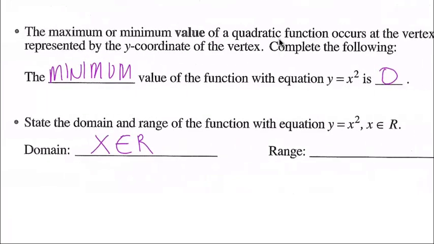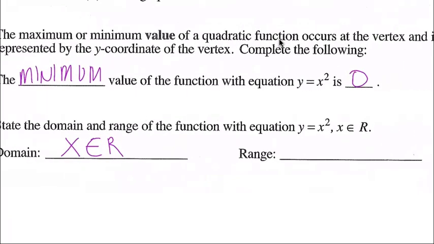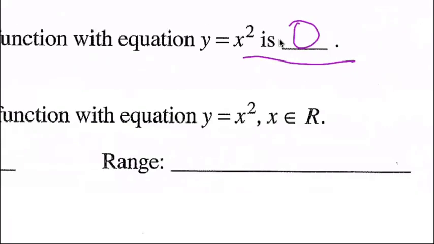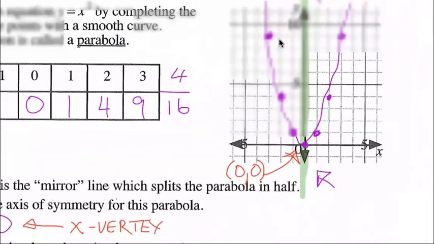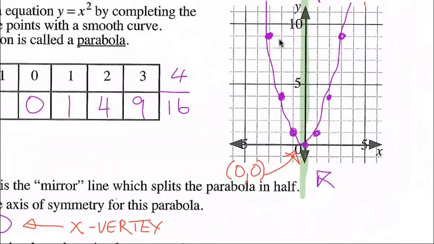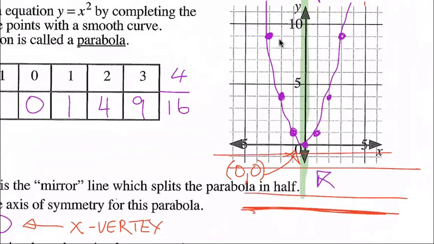And then what's the range? Well, the range has to do with this minimum, maximum idea. So that's where we go y. If we look back at the graph, what are our possible horizontal lines that we can have? The graph doesn't touch down here, does it? Never will. Or here, or here, or here, until it gets to 0.